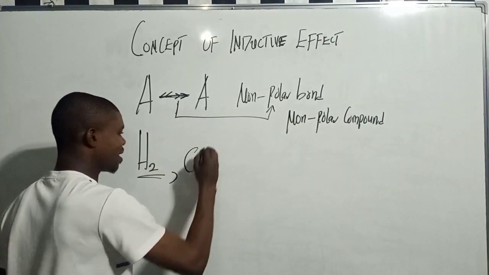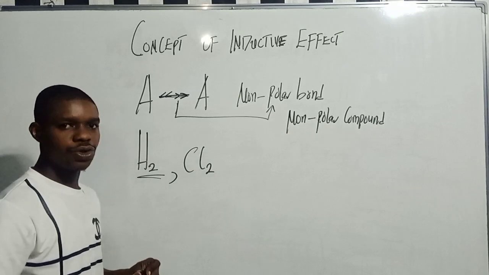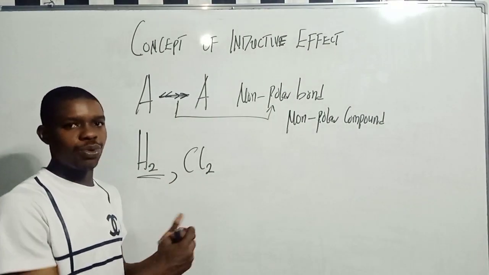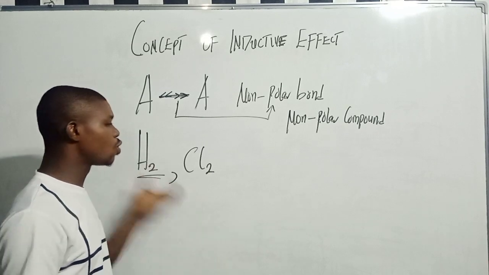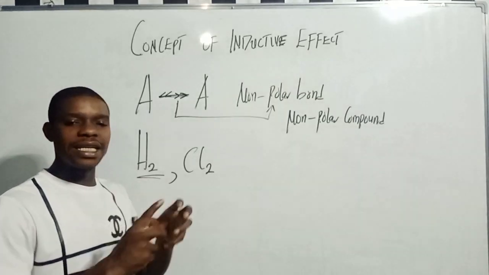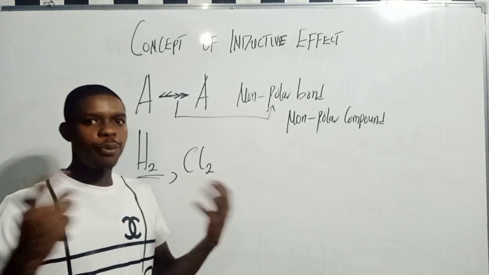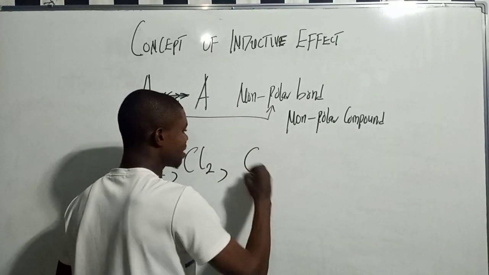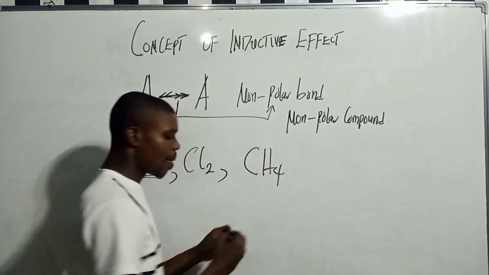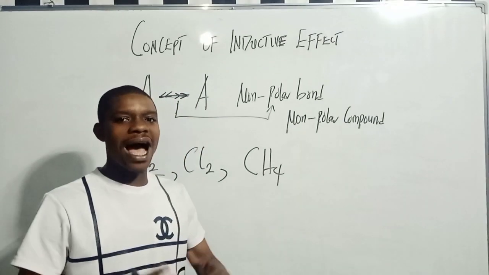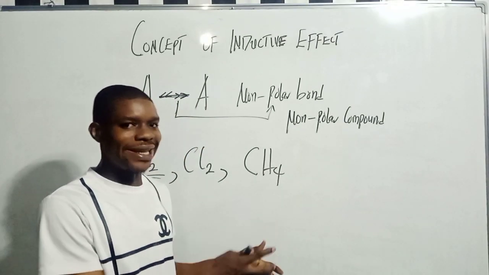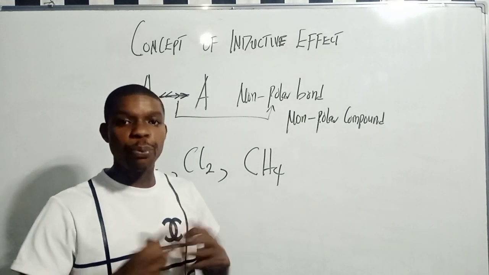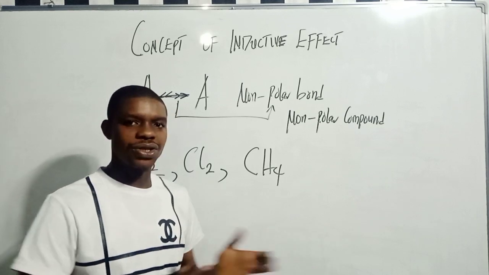Another example is Cl2. It's just chlorine and chlorine, so they have an equal pull of the electrons. It's called a non-polar compound, and the bond that exists there is called a non-polar bond. Another example is CH4. Now, carbon and hydrogen have nearly equal electronegative power, so the bonding electrons will be shared or pulled equally by carbon and hydrogen.